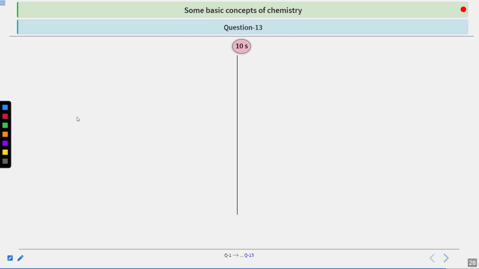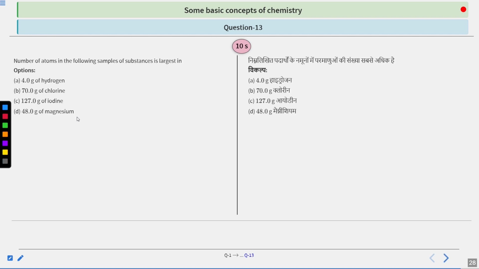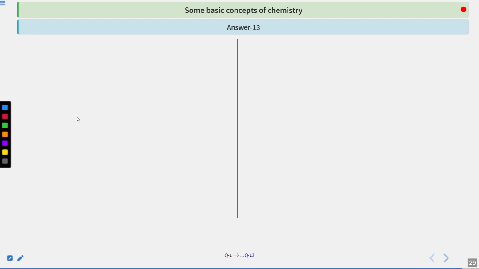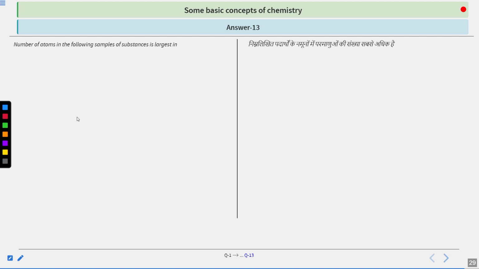Question number 13. The question says that the number of atoms in the following samples of substances is largest in: 4 gram of hydrogen, 70 gram of chlorine, 127 gram of iodine, and 48 gram of magnesium. You have 10 seconds to solve this question. Your time starts now. Let us see the solution. We have to calculate the number of atoms in each of these and see which one has the largest. So the correct option is A.